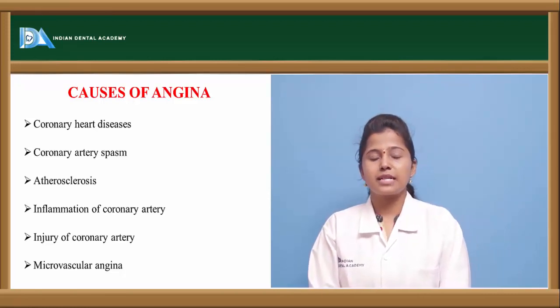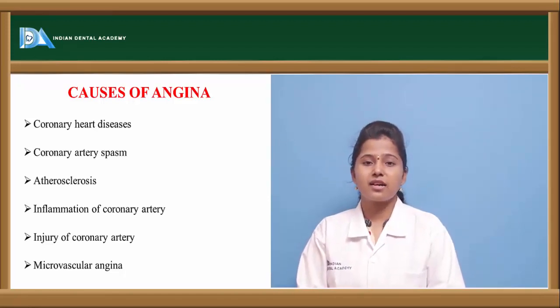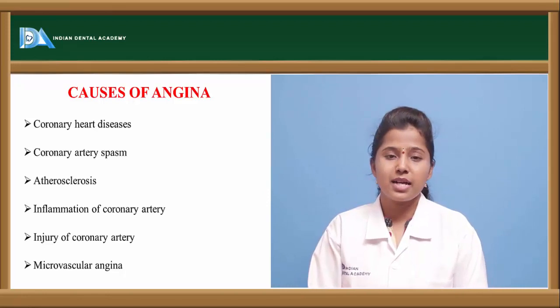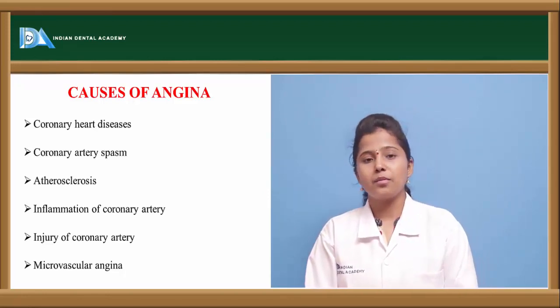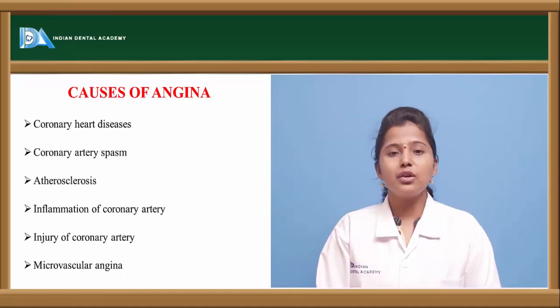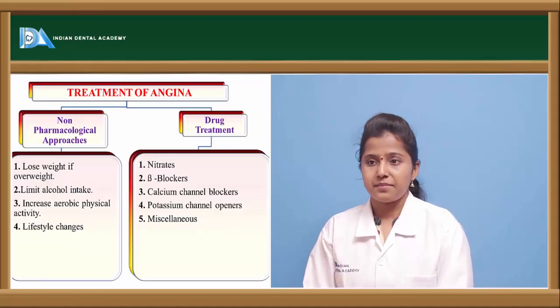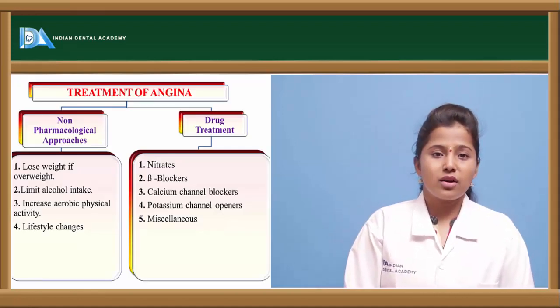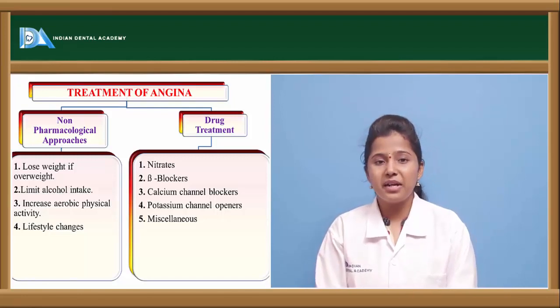The other one is microvascular angina. We have discussed microvascular angina. It is the angina which occurs in the microvascular blood vessels; because of this, there may not be proper supply even to the large coronary blood vessel, so angina occurs. We have seen the causes and physiology of angina. Let us see how angina can be treated.